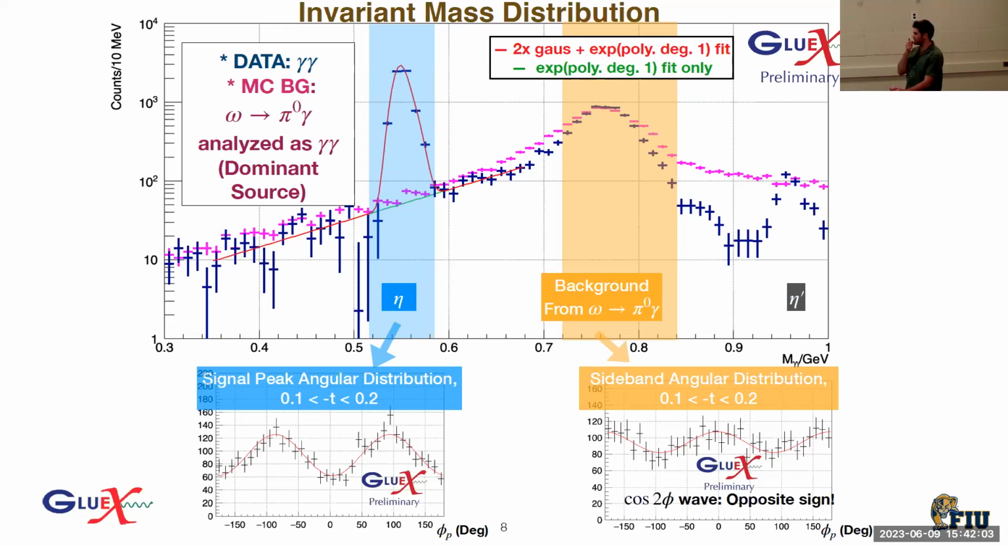Yeah, because it does become about 25% of the peak at low T. But as T increases, that contribution dwindles. This is like an example with low T, where it's much more significant.